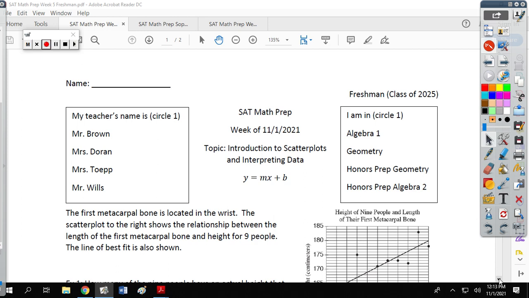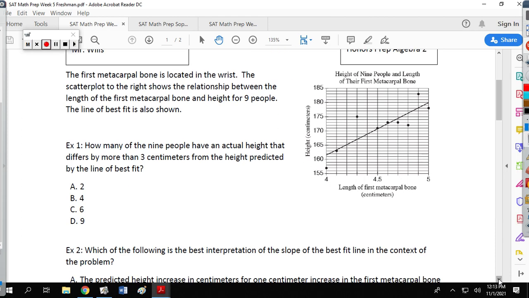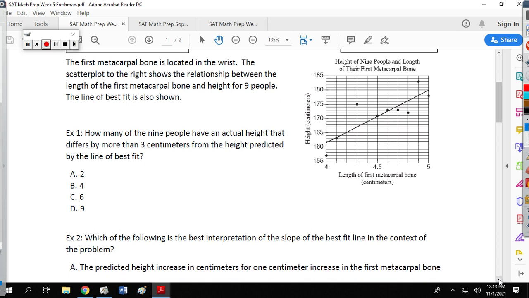We're going to go down to example 1. And in reality, we're going to use this particular scatter plot for the entirety of this video. So it says the first metacarpal bone is located in the wrist. The scatter plot to the right shows the relationship between the length of the first metacarpal bone and the height for 9 people. Both measurements are in centimeters. The line of best fit is also shown.